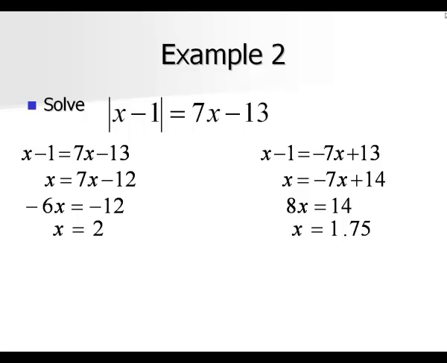Always go back and check your answer. When you plug in 2, it works out just fine. 2 minus 1 is 1. 7 times 2 is 14. Minus 13 is 1. You get the same answer on both sides.